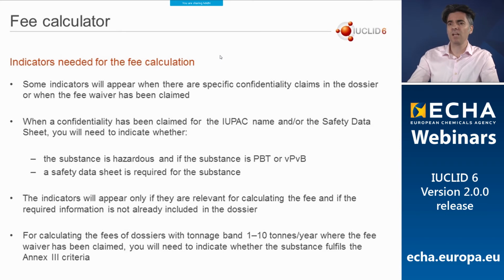I would like to mention that these indicators will only appear if they are relevant for calculating the fee. So if you haven't claimed confidential the safety data sheet, you will not need to indicate anything in the safety data sheet indicator, because it will not appear.